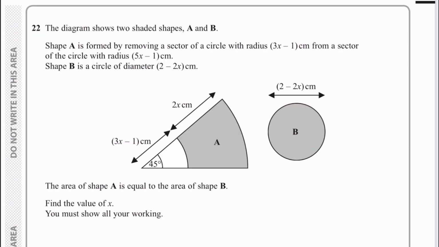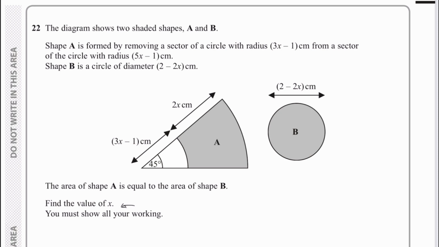Okay, so this is question number 22. Please do stop the video, have a go at this particular question and see if you can follow the solution as we work through it. So what we're being asked to do is to find the value of x, which is this particular part here. We're told a couple of things. We're told that the area of shape A, which don't forget is not the whole of this particular sector, it's just part of the sector, is equal to the area of shape B, which is the circle.